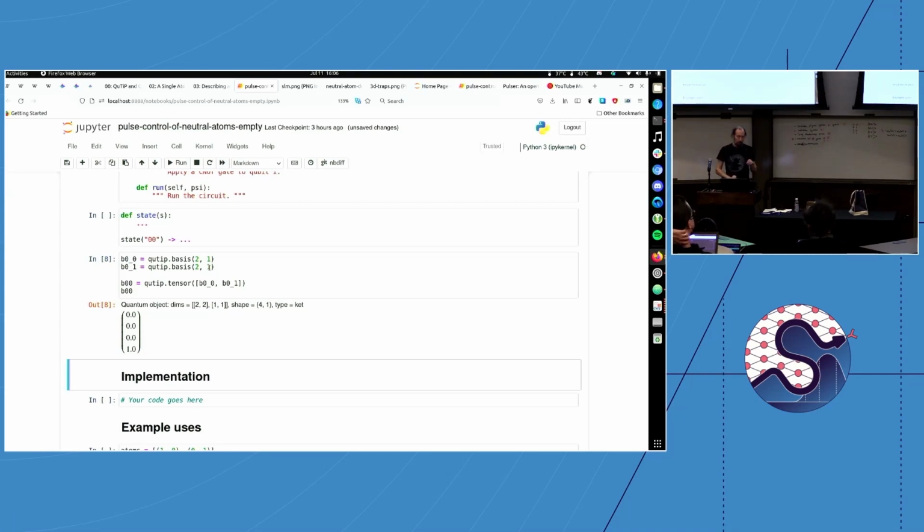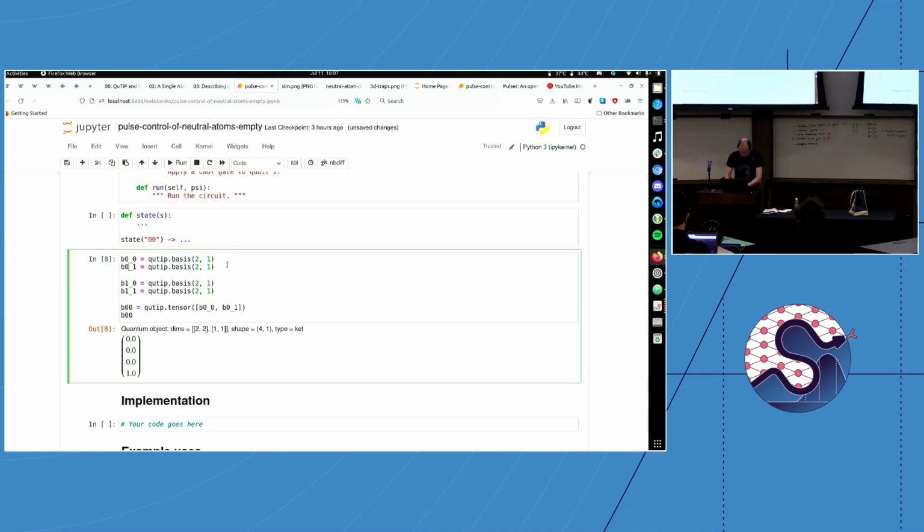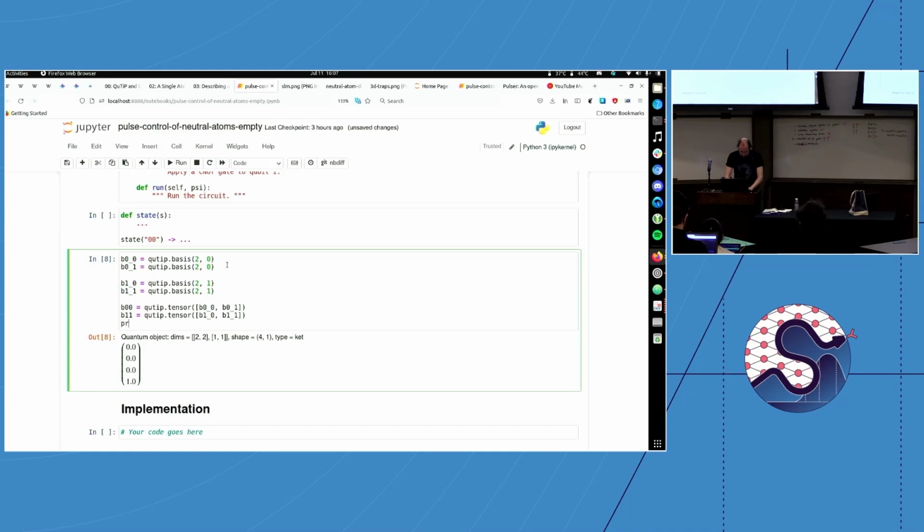Okay, good. Notice here that we could write this state 0, 0. Let's make these again, and now we can make 1, 1. Let's just print 1, 1 again. Okay, that's what we know, but now let's add them together.